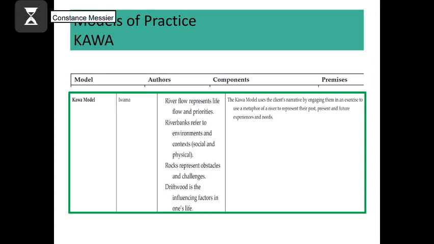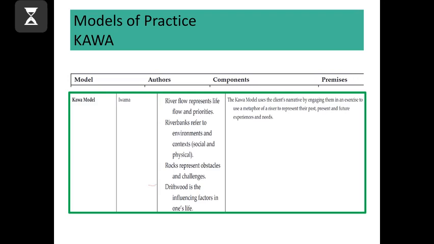The Kawa model is a model of occupation. It was designed by Michael Iwama, and well, I don't need to go into his history. I didn't go into everybody else's history, but he designed the Kawa model. And it has these components. It has the riverbanks, rocks, and driftwood. And he likens one to the river. And the river represents life flow and an individual's priority.